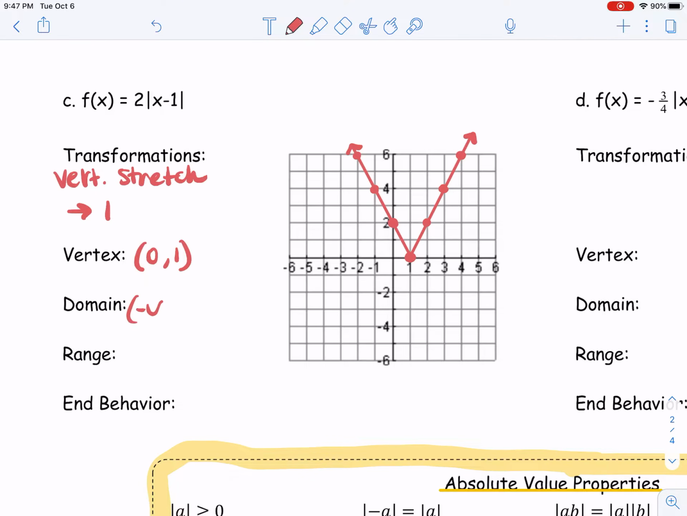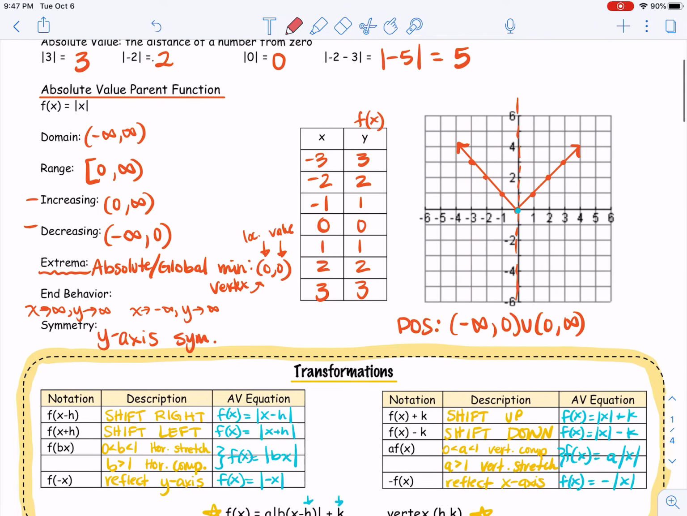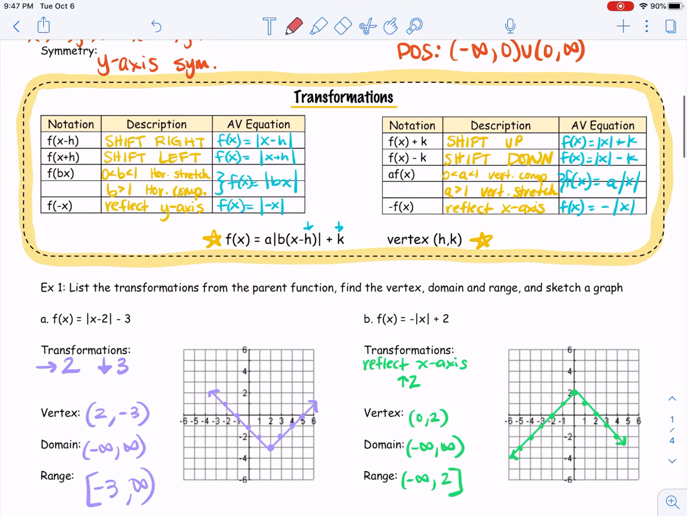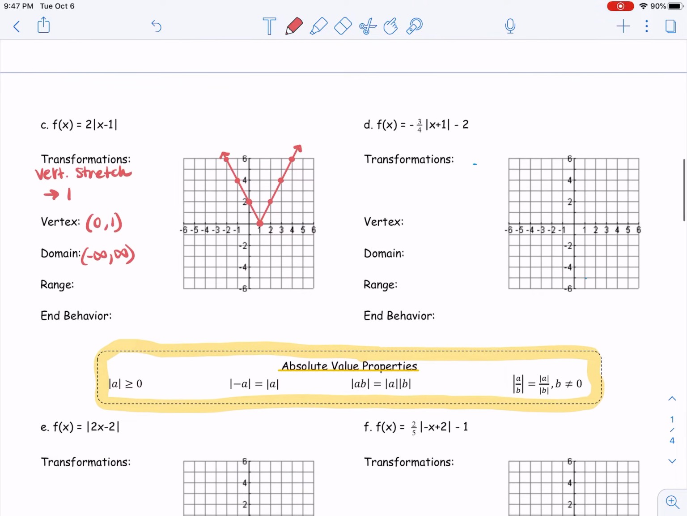Domain, again, negative infinity to positive infinity. I wonder, domain here was negative infinity to positive infinity. Domain for A and for B were negative infinity to positive infinity. So was C. I wonder if that's a pattern. Okay, range bottom to top, 0 to infinity.